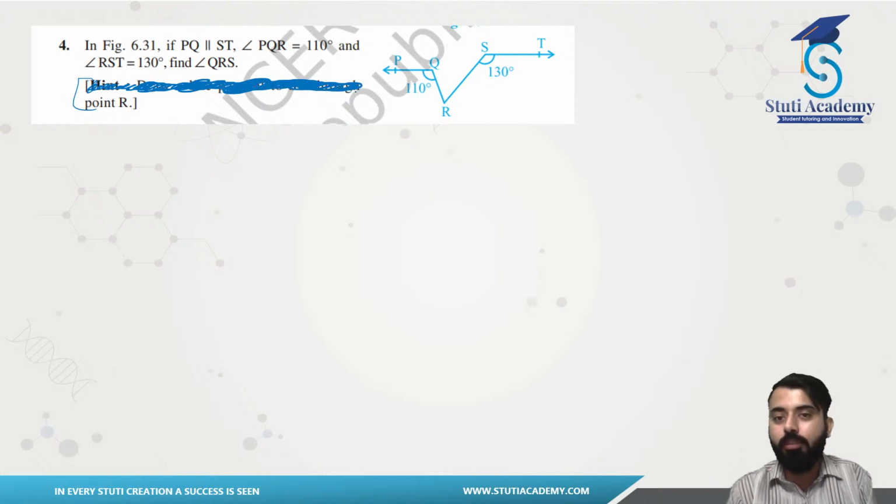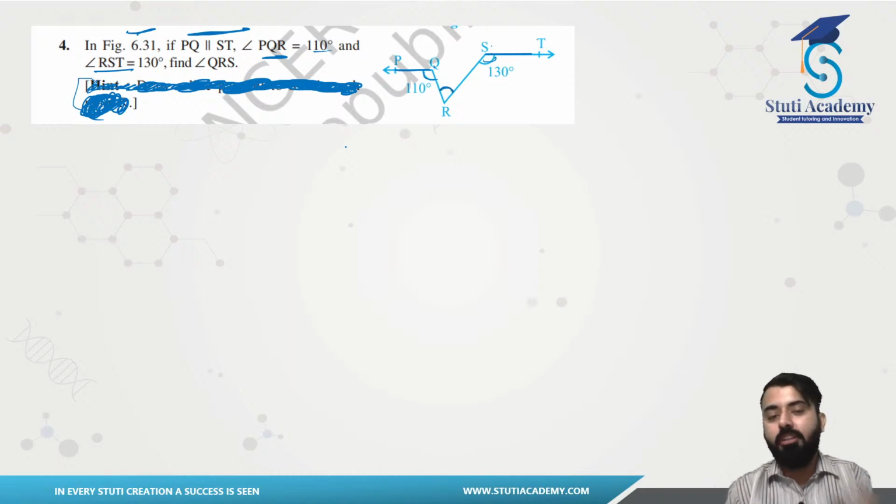So I'm going to erase this one. We are not going to take help of the hint right here. We are going to attempt each and every question with general knowledge and the conceptual portion. So you guys see in figure 6.31, PQ is parallel to ST. This PQ is parallel to this ST. Angle PQR, which is this one, is 110 degrees, and angle RST, which is this one, is 130 degrees. We have to find angle QRS. We have to find this angle.